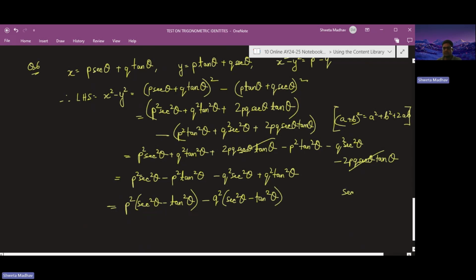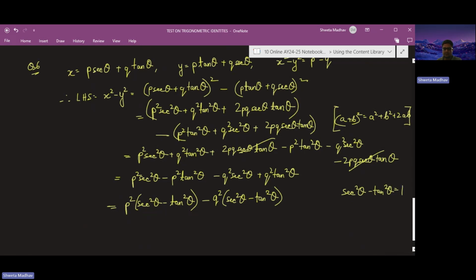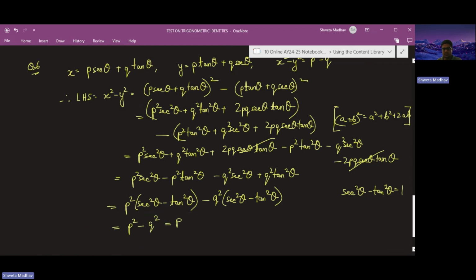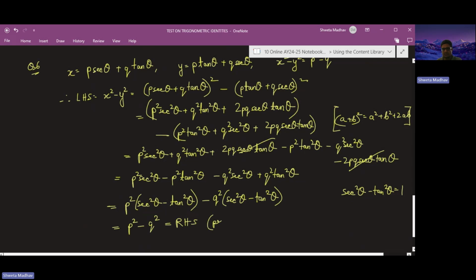Now we know that secant square theta minus tan square theta equals 1. So this will be equal to p square into 1 minus q square into 1. So it is p square minus q square, which is equal to the right hand side, and hence proved.